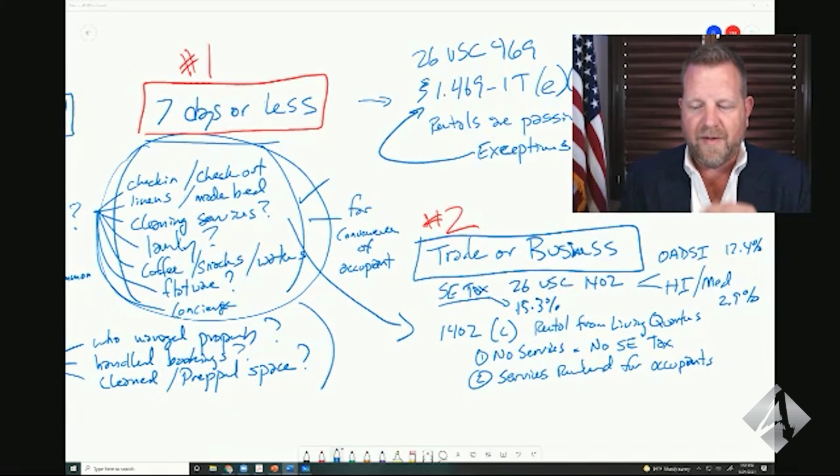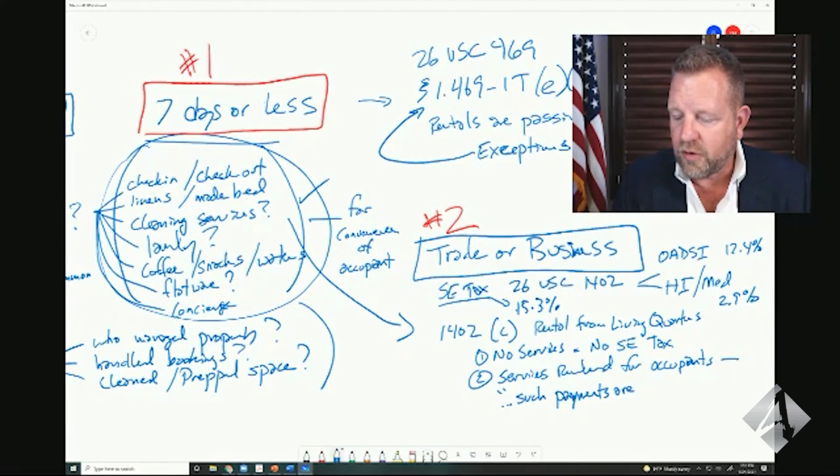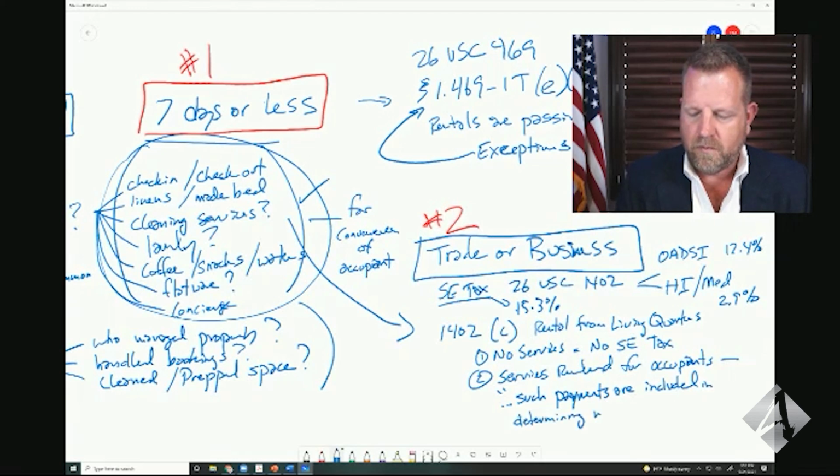This is really important. It doesn't say what level of services. It says services for occupants included, and I'm going to actually just write exactly what it says. Such payments are included in determining net income from self-employment. So it actually says from self-employment, since I'm quoting it.